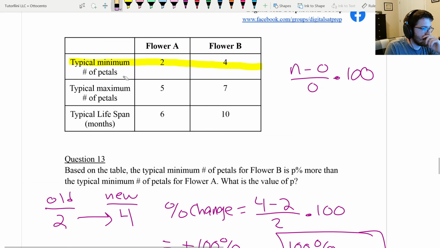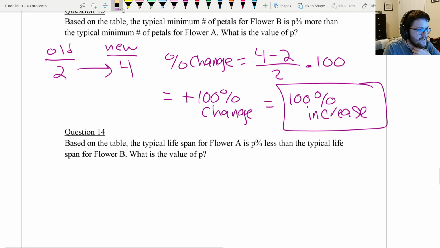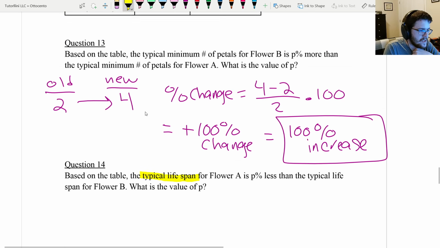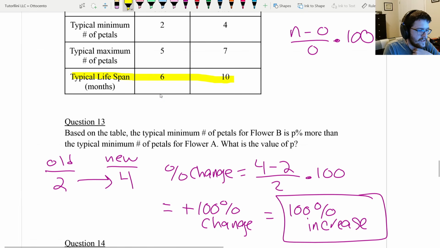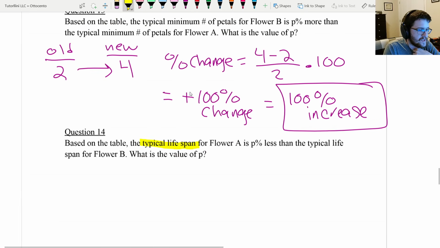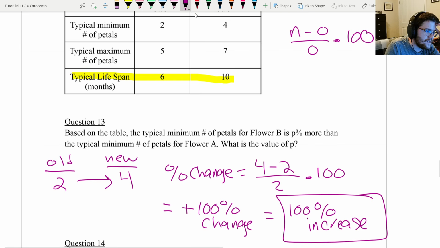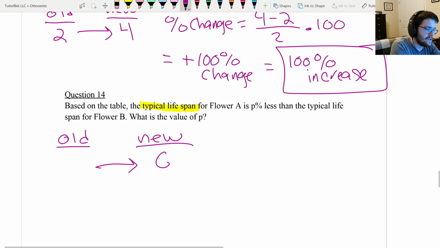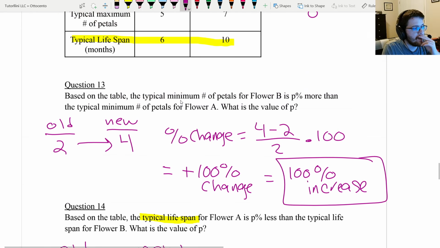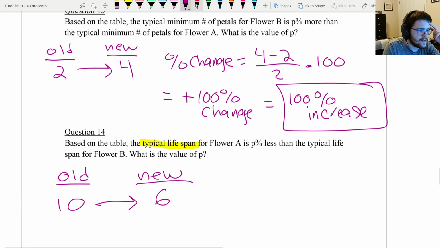Okay, so now we're looking at the lifespan. So let's look at the lifespan. That's this. It says p% less. Okay, so I bet my smaller number should be my new. So the smaller number is 10. No, it's 6. So we're going to put 6 over here and 10 over here. Double check as I go from 10 to 6. Do I get smaller? Yes, I do.